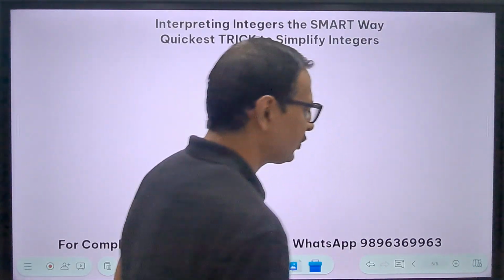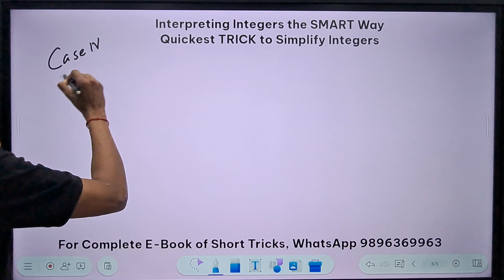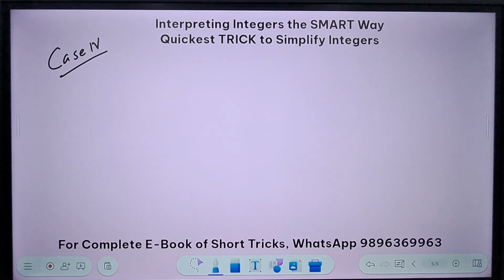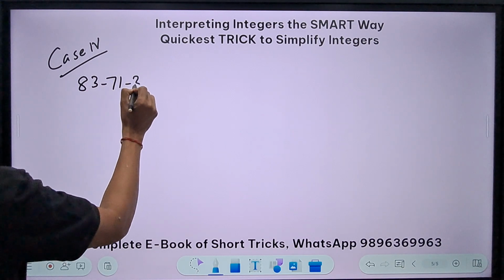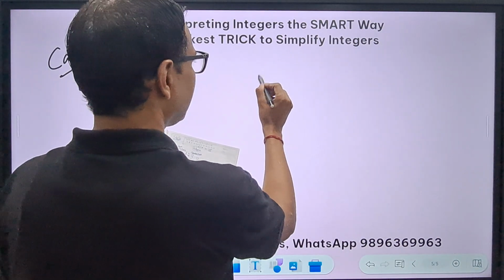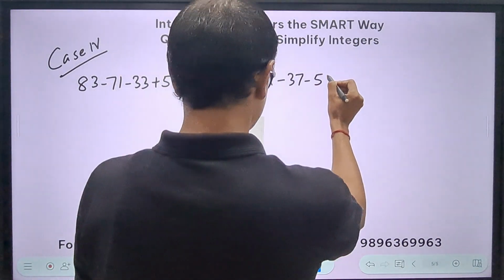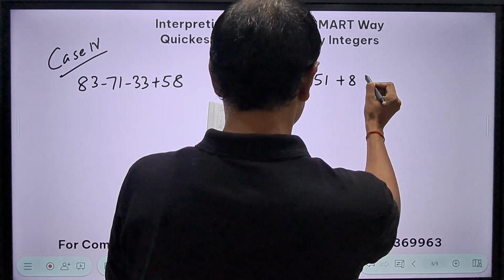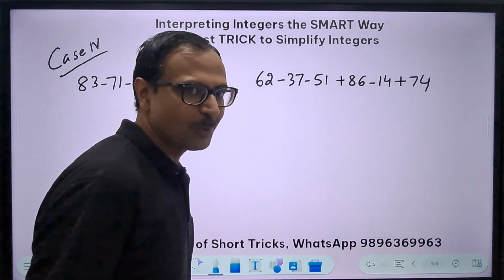And finally, moving on to the easiest case of all, this is case number 4, where you will get both positives directly. Let's take two questions. 83 minus 71 minus 33 plus 58. Okay, and let's do another one. I'll take a big question. 62 minus 37 minus 51 plus 86 minus 14 plus 74. Wow, such a big question, right?